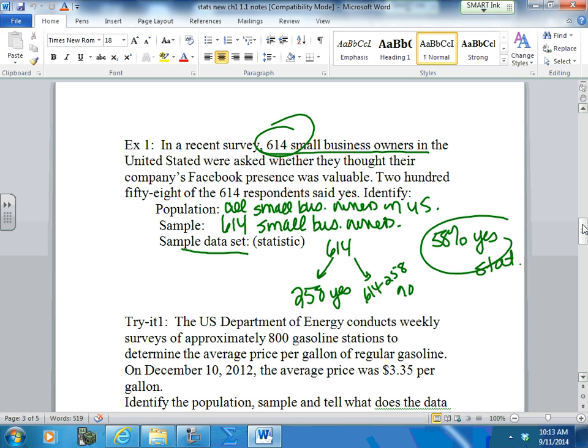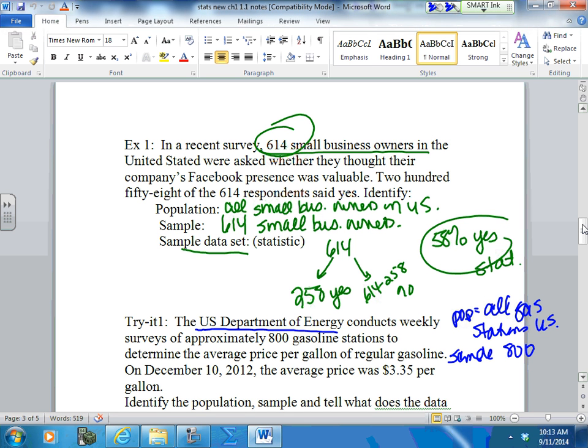Just jot it down, and then, Nick, do you know what your sample is? What's your population? All gas stations, where? They don't tell us where, but what can you figure out? In the U.S., because who's doing this? The U.S. Department of Energy. So all gas stations in the U.S.